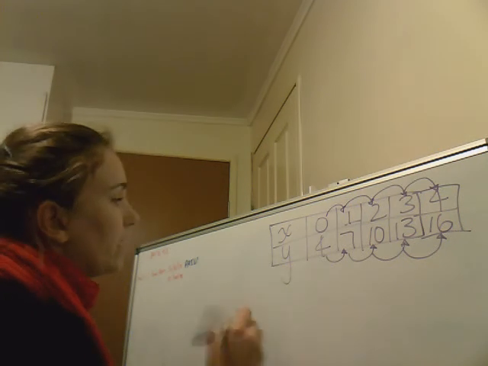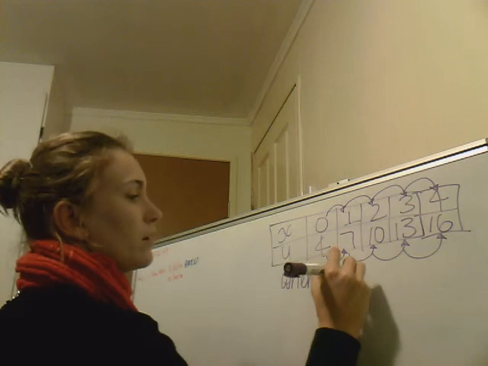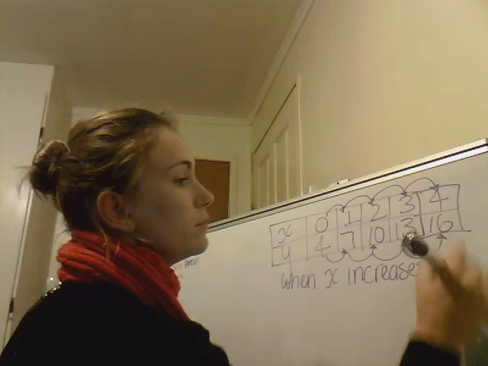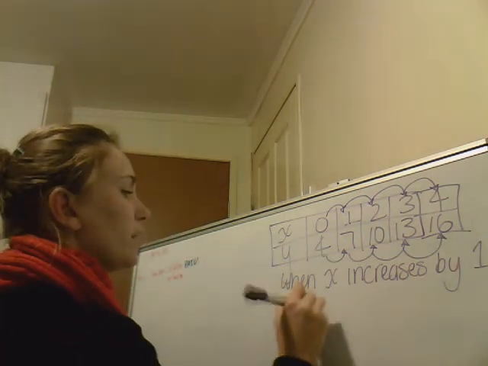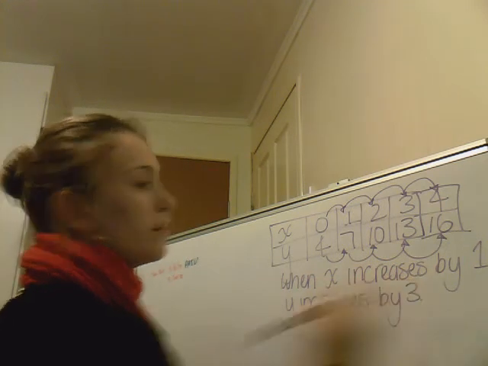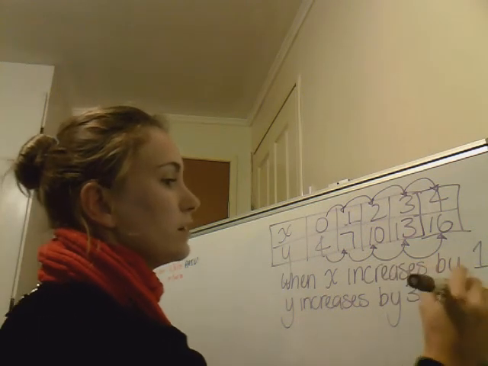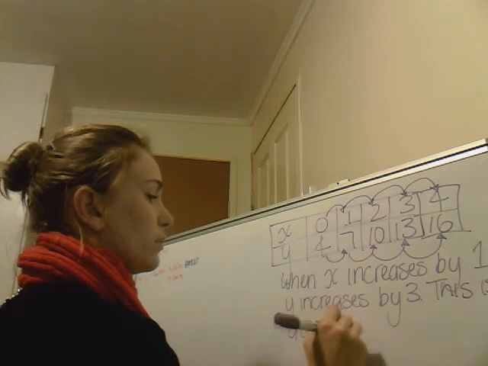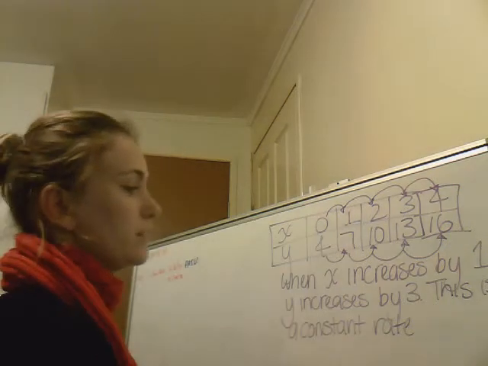We should write it as, when x increases by 1, y increases by 3. This is a constant rate. We notice it's a constant rate.